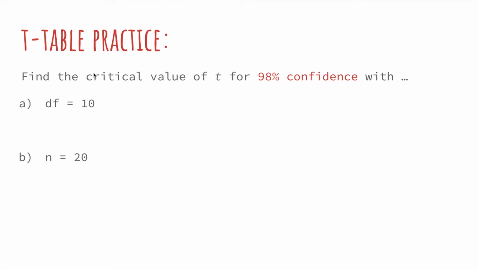Let's say I was doing a confidence interval and I needed to know my critical value, which we called Z star, Z asterisk, before, but now it will be T star, for 98% confidence with degrees of freedom of 10. So I needed that for my formula or to answer a question.